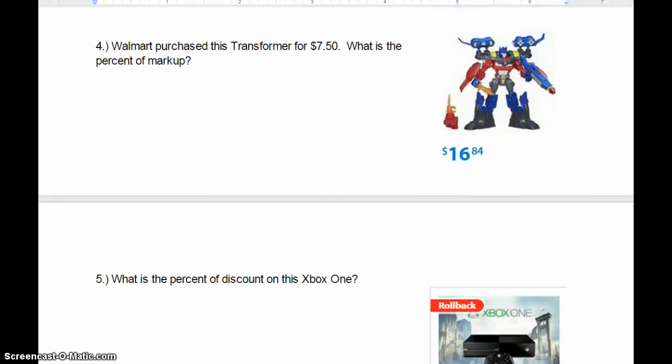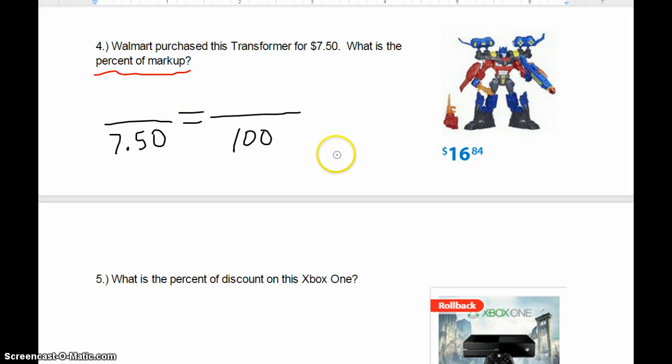Okay, so this transformer. Markup is a before and after problem. So it used to be when Walmart bought it, they paid $7.50. After that, they marked it up. I'm asking you for percent of markup. So what do we need if we want percent of markup? I hope you're saying we need the amount of markup. We need to know how much they added to the price.